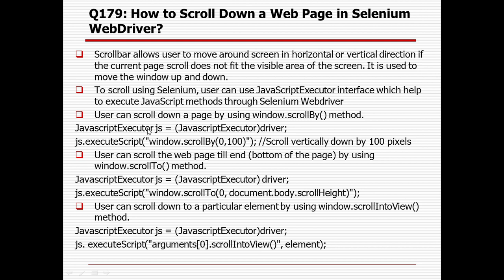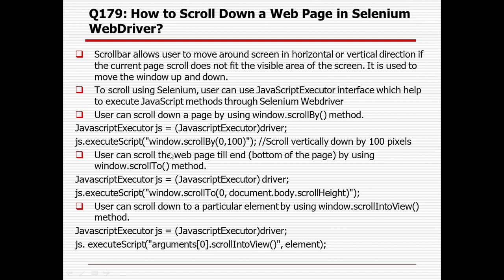Once the object or instance is created, you need to use the executeScript method. In JavaScriptExecutor, two methods are there: executeScript and executeAsyncScript. As we are dealing with a normal scroll down, we have to use executeScript. We will not be using the asynchronous script. So with the object, you use the dot executeScript method, then the window.scrollBy method. You need to give the y-axis pixel value so that it scrolls vertically down by that many pixels.